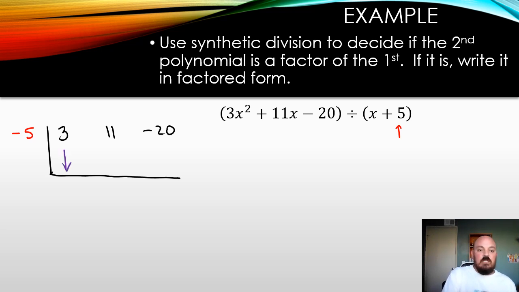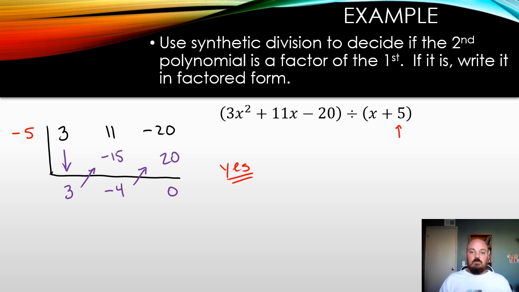First number always drops straight down, that's a 3. To get back up, we multiply by the red number. So negative 5 times 3 would be negative 15, and then you add. 11 plus negative 15 is negative 4, and you multiply again. Negative 5 times negative 4 is positive 20, and when you add, you get 0. Negative 20 and positive 20 give you 0. So the first answer to this question is yes. X plus 5 is a factor.